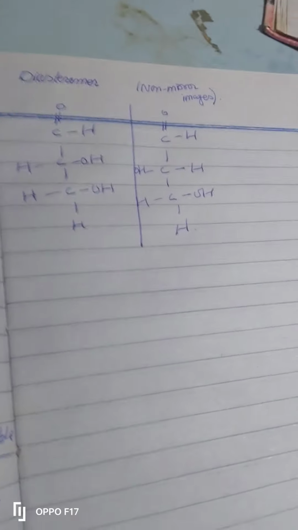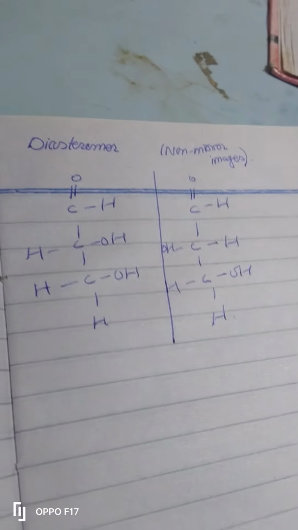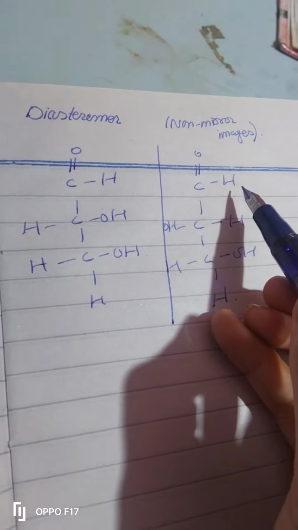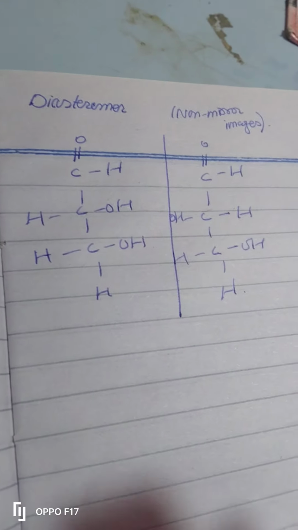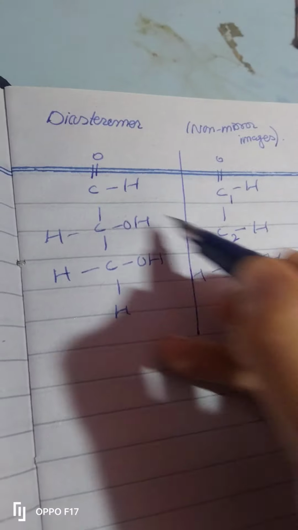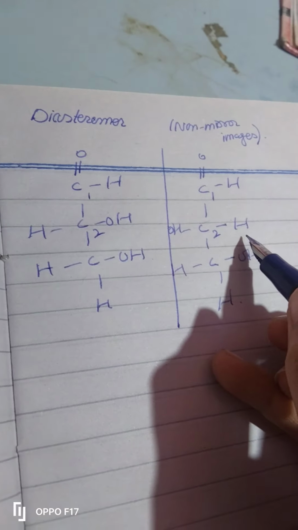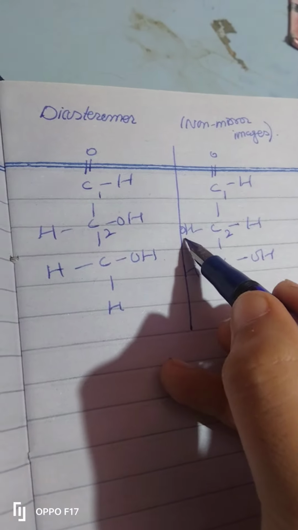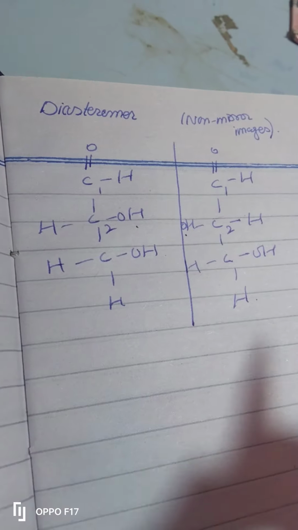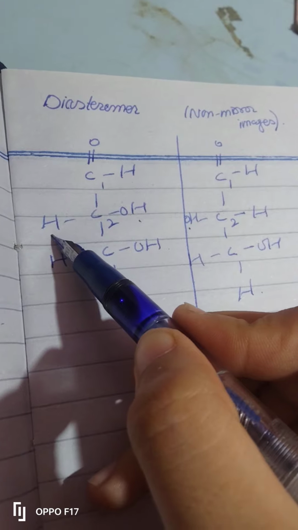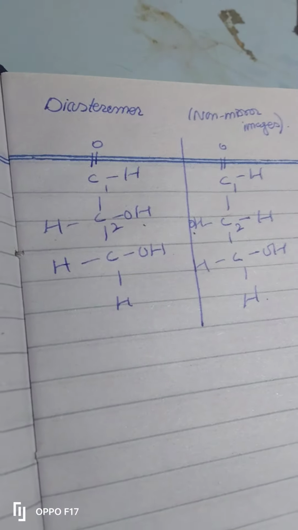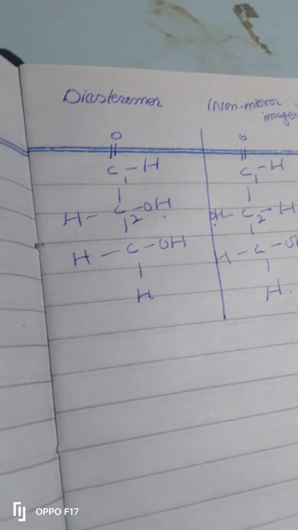Like, these are not mirror images. If they were mirror images, how could the hydrogen be placed on the same side? Obviously they are not mirror images. You can see on carbon number 2, the hydrogen is placed over here and OH is placed on the left side. Here OH is on the right side and hydrogen is on the left side. So there is a change in groups, a change in position. These are known as diastereomers.